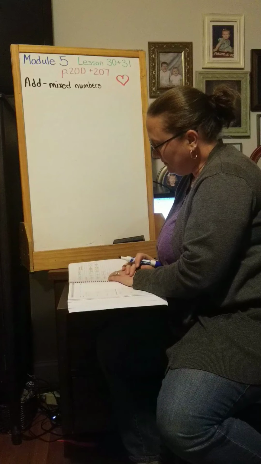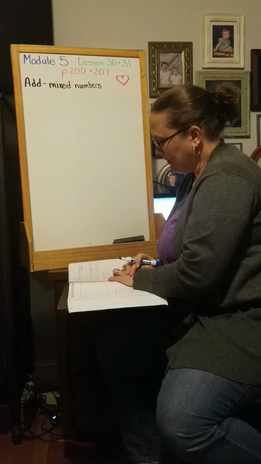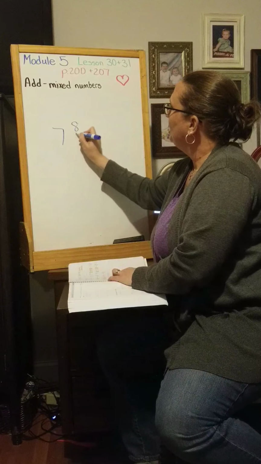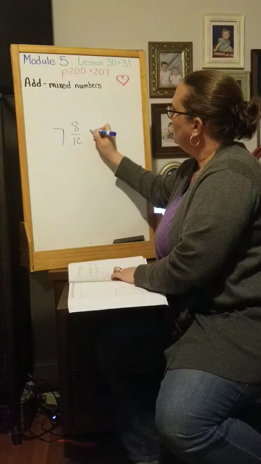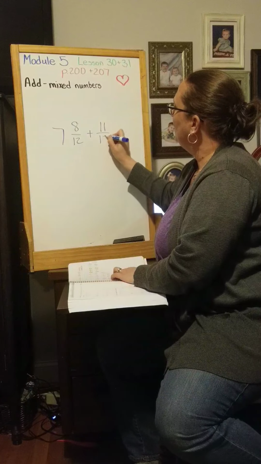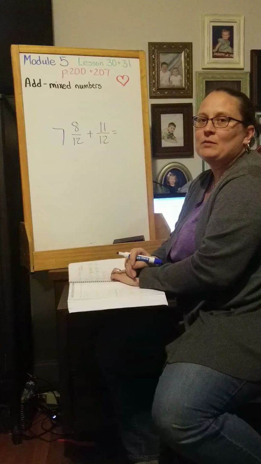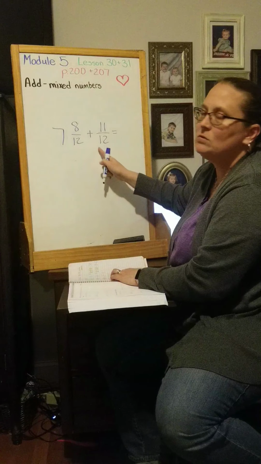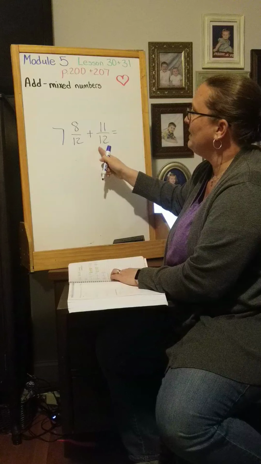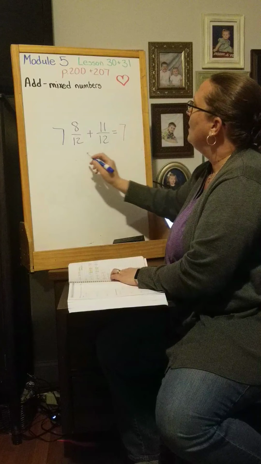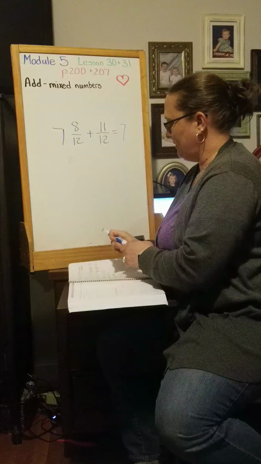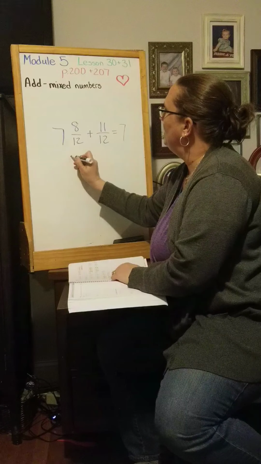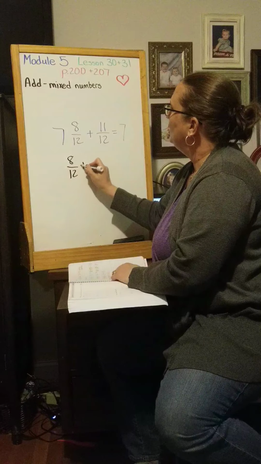All right. Let's look at the next one. So we have 7 and 8/12 plus 11/12. Again, we have a common denominator. We're adding our mixed number to our fraction. So we have 7 wholes plus no wholes. So we would have 7 wholes, right? We would add up our fraction. We have 8. All of a sudden my pen's not wanting to write. So we have 8/12 plus 11/12.